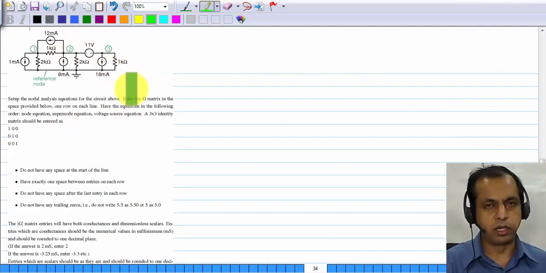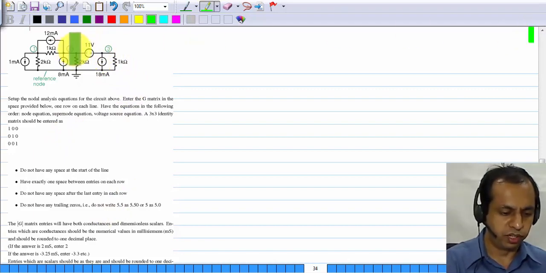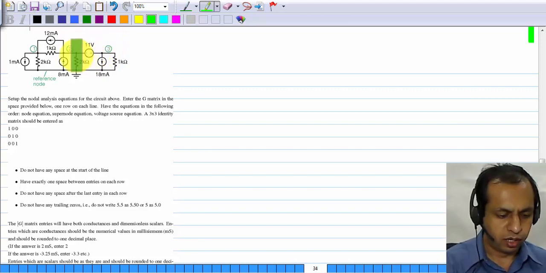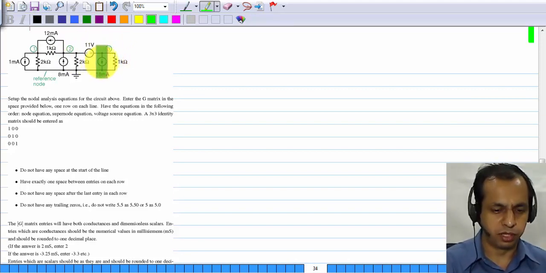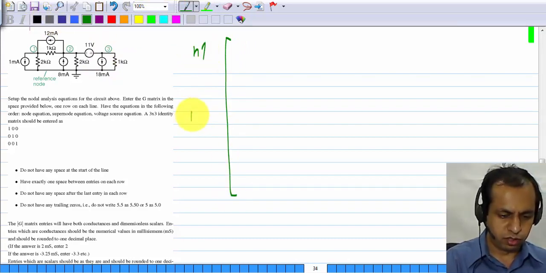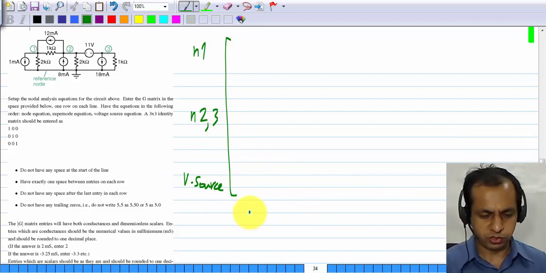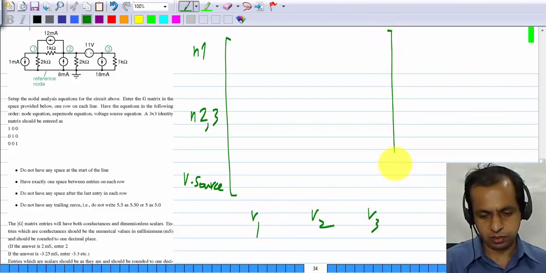Again, yet another nodal analysis setup, but this time we have an independent voltage source. So we have to treat 2 and 3 as super node and write the voltage source equation separately. So there will still be 3 rows, and node 1, node 2 and 3, the super node and the voltage source. These are the 3 equations we will write. The first column will be coefficient of V1, second one coefficient of V2, third one coefficient of V3 as usual.